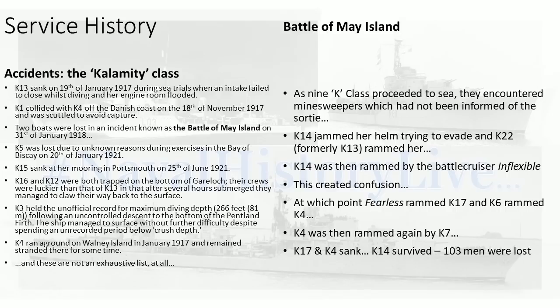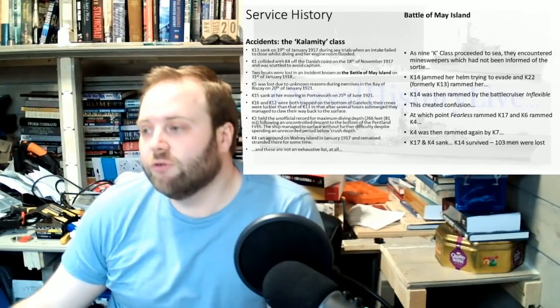However, in this confusion created by all this ramming of K14, by everyone, I'm not sure why they didn't like K14 that day, Fearless managed to ram K17. And then K6 rammed K4. And then K4 was rammed again by K7 because, you know, that wasn't enough. And K17 and K4 did sink. And 103 men were lost. 103 men.